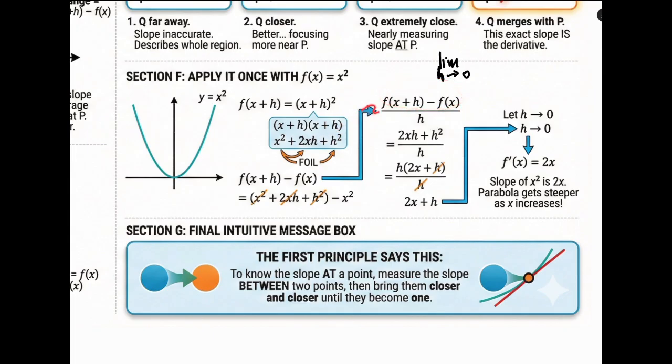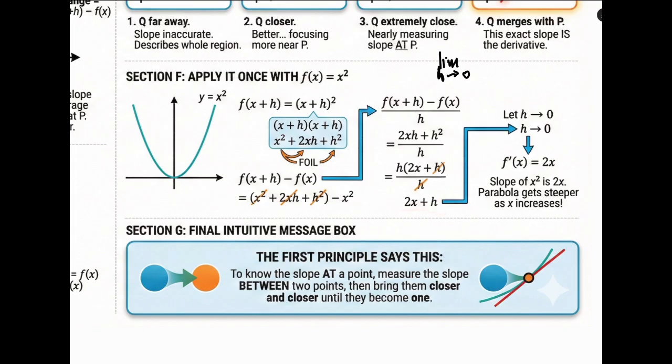So we have f(x plus h), which is this, minus f(x), which is x squared. So this x squared will be cancelled out, which will leave us with only 2xh plus h squared, which is this. Carry on with the formula of over h. Later on, the next thing to do is to cancel out the h.